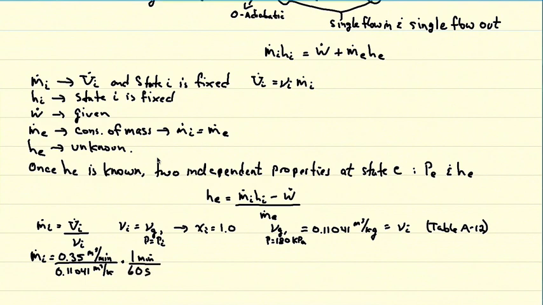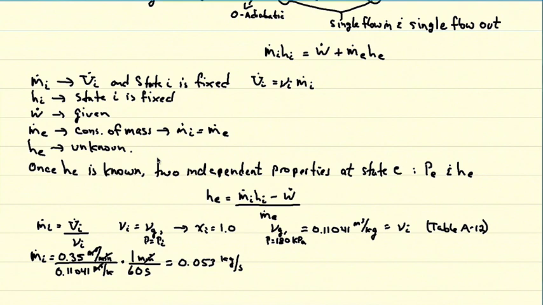Okay, and so, of course, we see that our cubic meters cancel, our minutes cancel, right? This minutes here is in the denominator. And so what we're left with is that our m dot I is 0.053 kilograms per second. Okay, so that's m dot I.